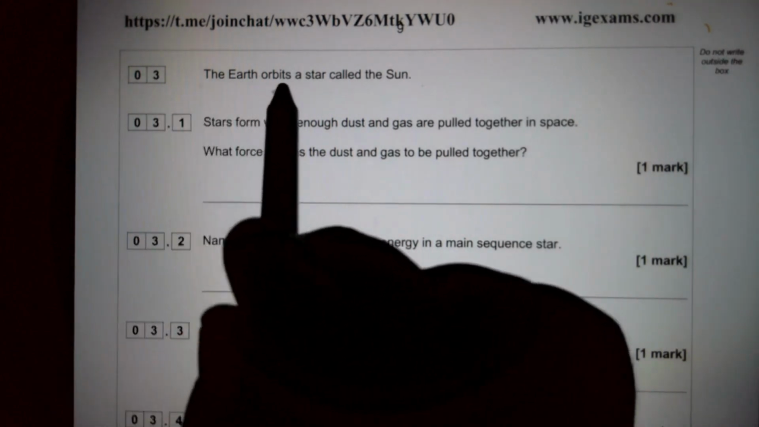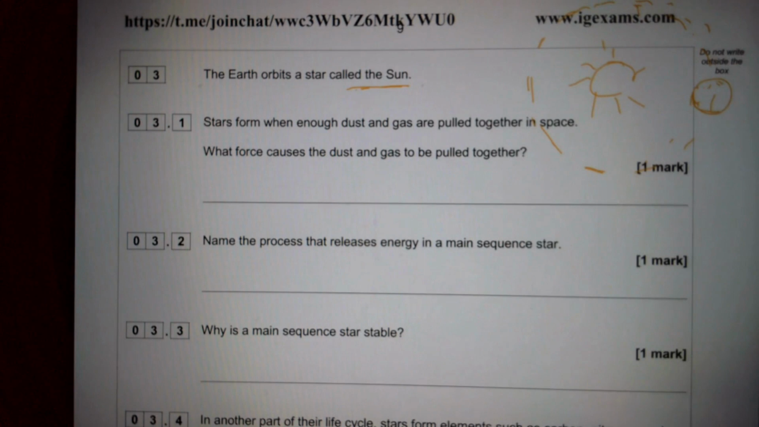Right guys, let's try to do this question. It's a space physics question. Alright, let's start here. Question 3. The earth orbits a star called the sun. Yes, it's true. So we have the star here, our sun, and there's the orbit around it, and the earth is here, and the other planets according to the order. So we know that the earth will orbit around the sun. Okay, good. The question is quite easy and simple to follow and to understand.